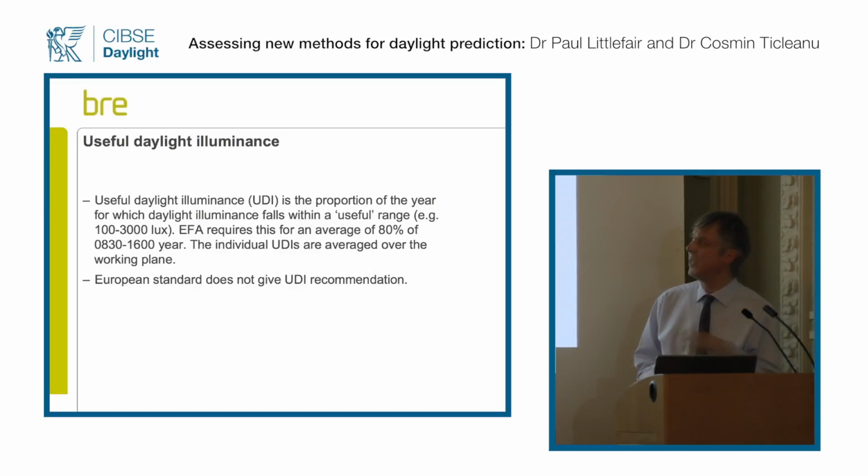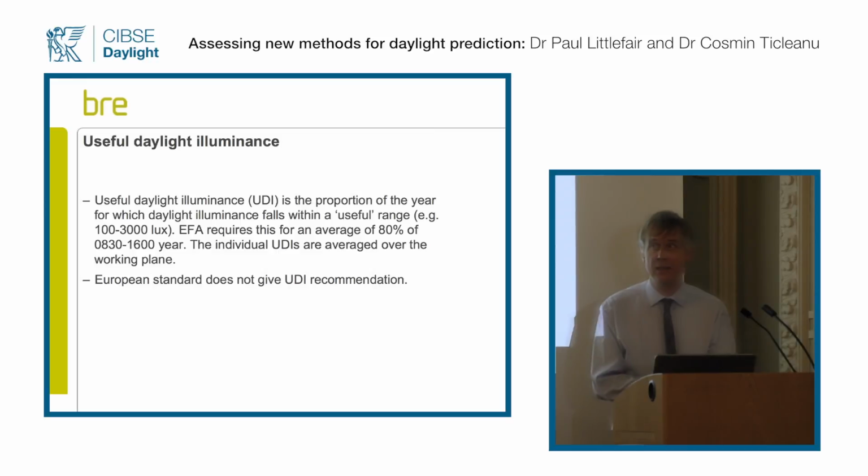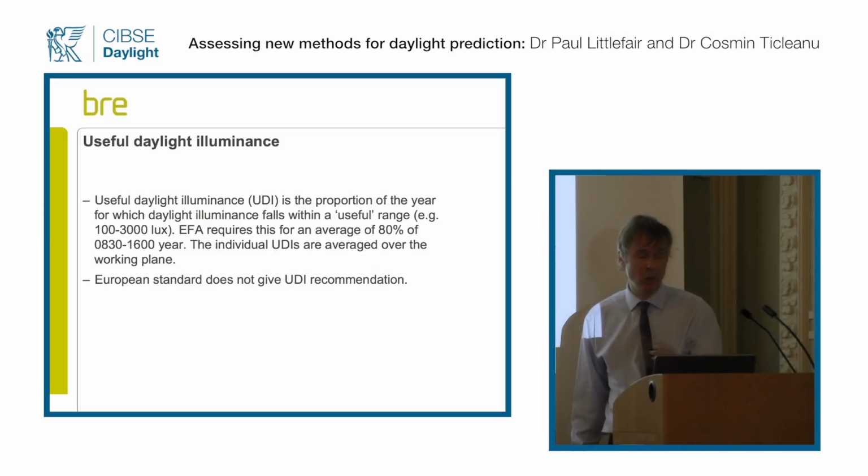It's a bit confusing, useful daylight illuminance, because you imagine it should be in lux because it's an illuminance, but actually it's in percent. It's the percentage of the year that the illuminance falls in this useful range. And you calculate that at each point.